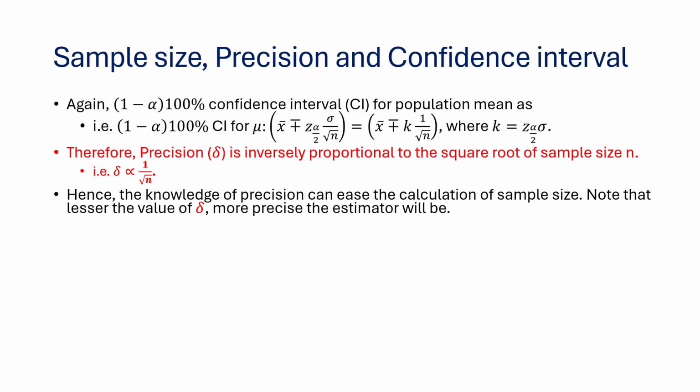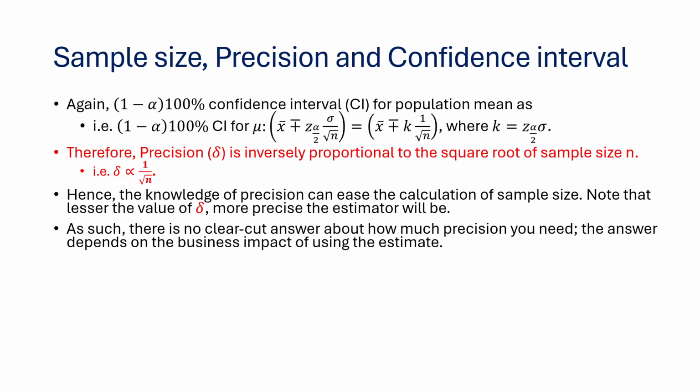Once again, recall the (1 minus alpha) 100% confidence interval for the mean as x bar plus or minus z alpha by 2 sigma by root n. If I assume z alpha by 2 sigma as a constant k, then you can easily see that delta, that precision, is going to be proportional to 1 by square root of n. So the knowledge of precision can ease the calculation of sample size.